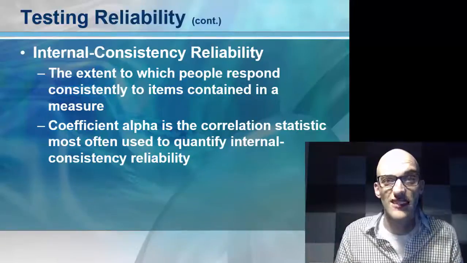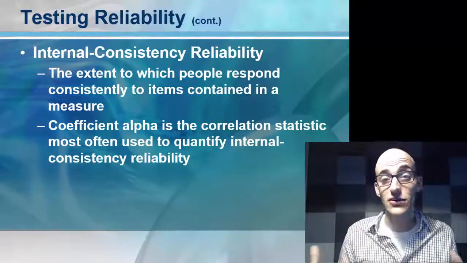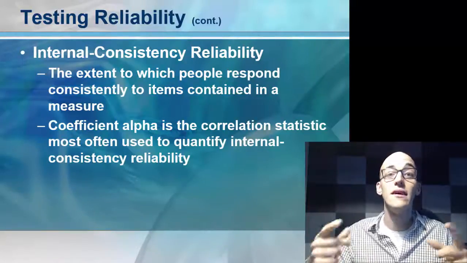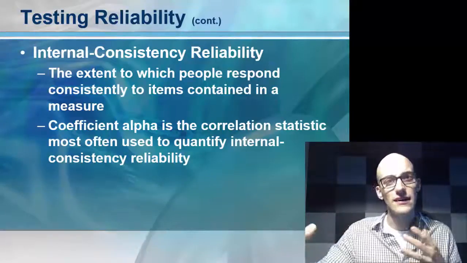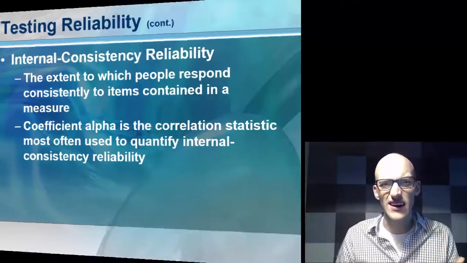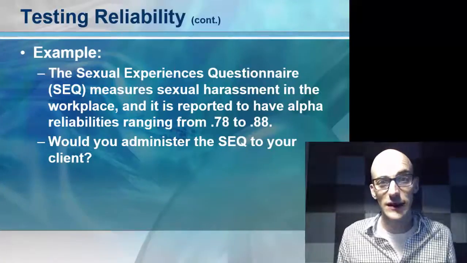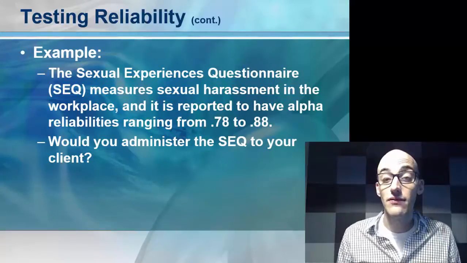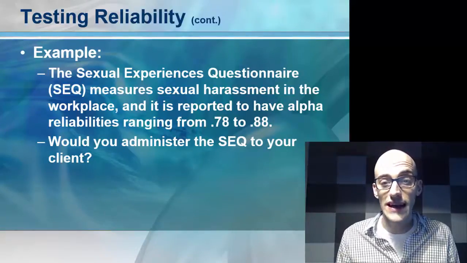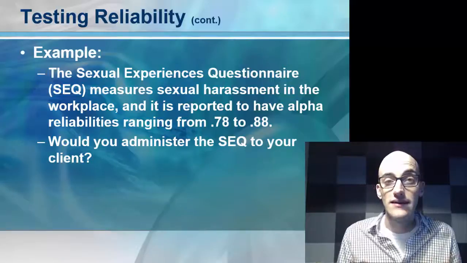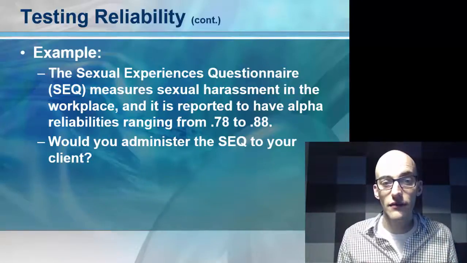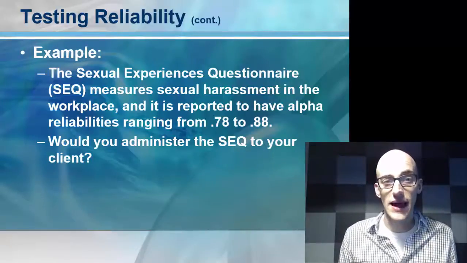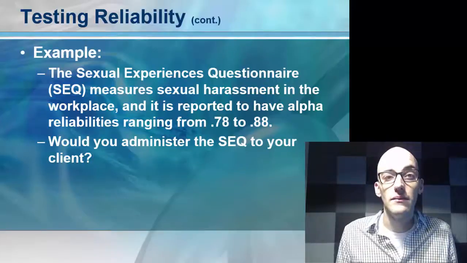And if they're not, and their responses are all over the place, it would probably tell us that our test isn't reliable within itself. So in order to measure this, just like the correlations between the two testings, a coefficient alpha is going to help us to look at the internal consistency within the measurement itself. So how strongly correlated the items within this measure are to each other. An example here might be the Sexual Experiences Questionnaire, which measures sexual harassment in a workplace. It's reported to have alpha reliabilities ranging from 0.78 to 0.88. So by the standards of research for what's a strong alpha reliability, this would be something that you could administer to your client because it has relatively strong internal consistency.